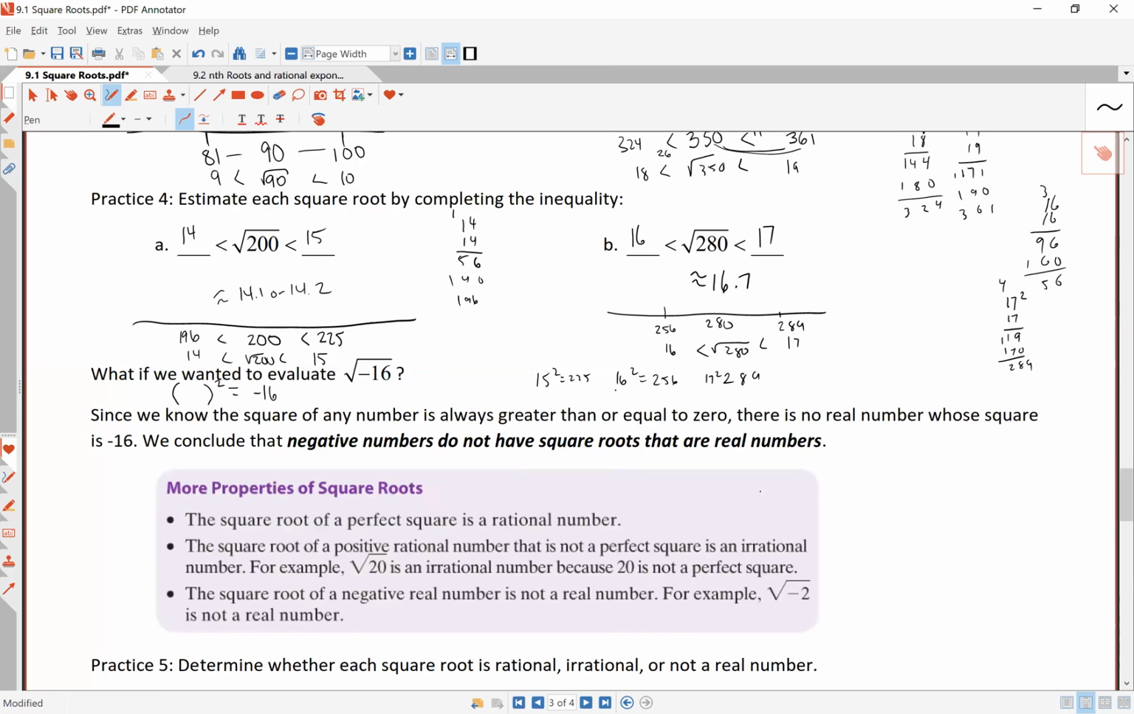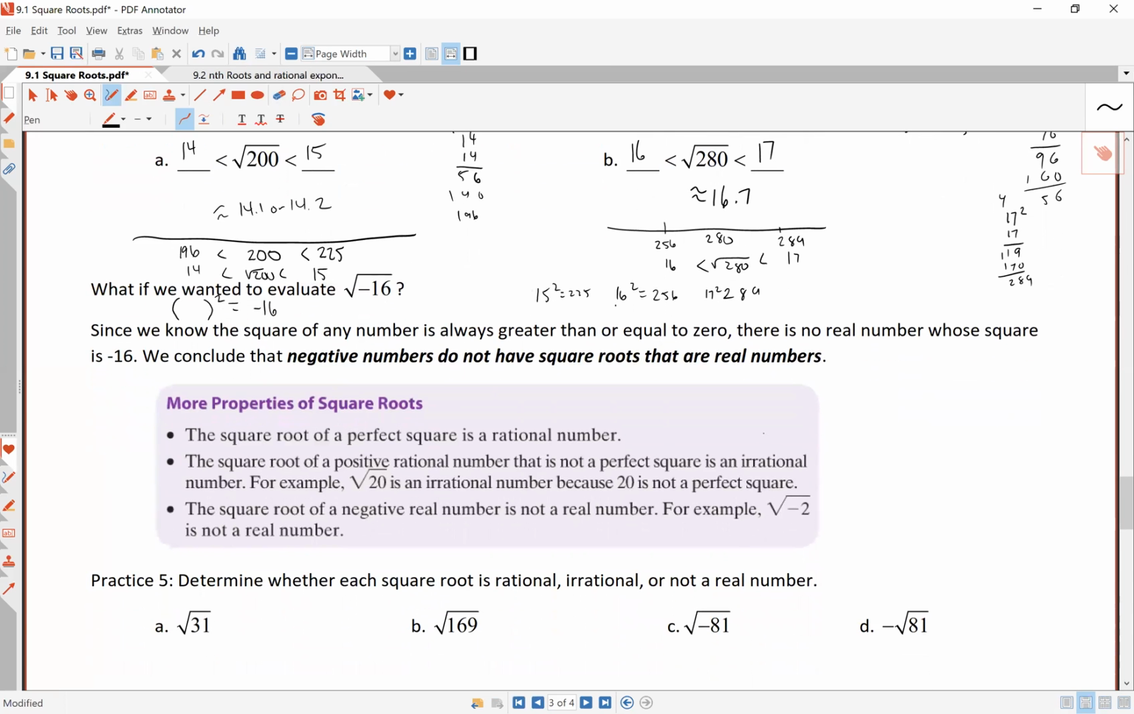So the properties of square roots: the square root of a perfect square is rational. The square root of a positive rational number that's not a perfect square is an irrational number, like square root of 20. And now we add that the square root of a negative real number is not a real number, so the square root of negative 2 is not a real number.